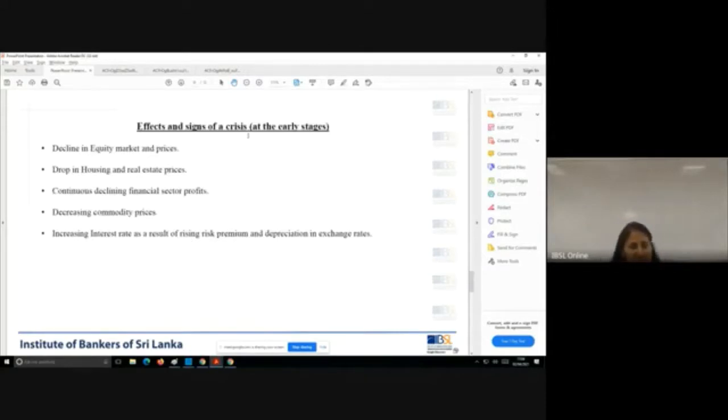Now we are going to look at effects and signs of a crisis. So before a crisis happens, can we identify that? Are there any indications for that? Okay, so these are the indications. Decline in equity market and prices. If you see or if you witness continuous and sharp decline in equity market and prices, it's a possible indication for a future crisis.